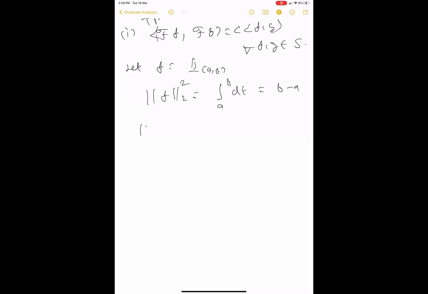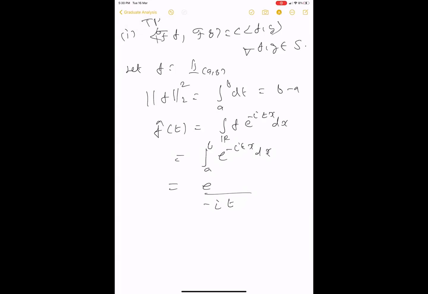Now let us find what is F hat. F hat at, let me say t instead of xi, I make it confused. F hat at t equals the integral over R of f times e to the power minus i x t dx, which is equal to the integral from A to B of e to the power minus i t x dx, which is equal to minus 1 over it times e to the power minus i b t minus e to the power minus i a t. So this is our Fourier transform, which is a nice continuous function. Of course, that is always the case because it's in L1 already. So this is F hat t.